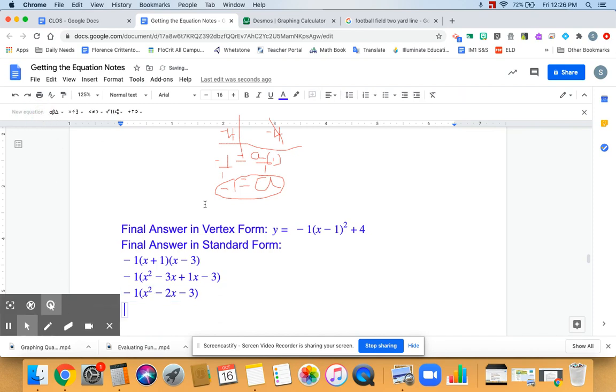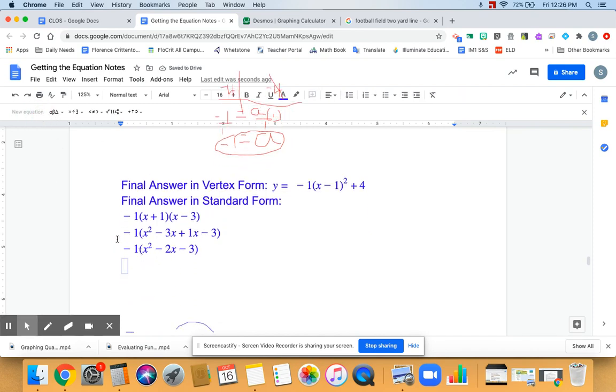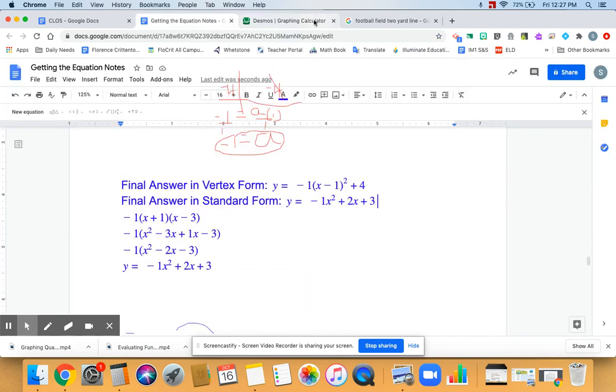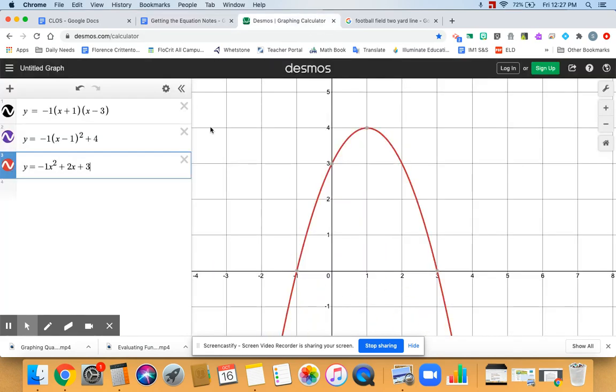And then my final step for distributing it out is -1 gets multiplied into all three of those. So I get -1 x squared plus 2x plus 3. Because when I do -1 times negatives, they become positives. And so this with the y equals in front would be my final answer in standard form. And again, if I put this into the calculator, y equals -1x squared plus 2x plus 3. See, it's in the exact same spot as the other ones.